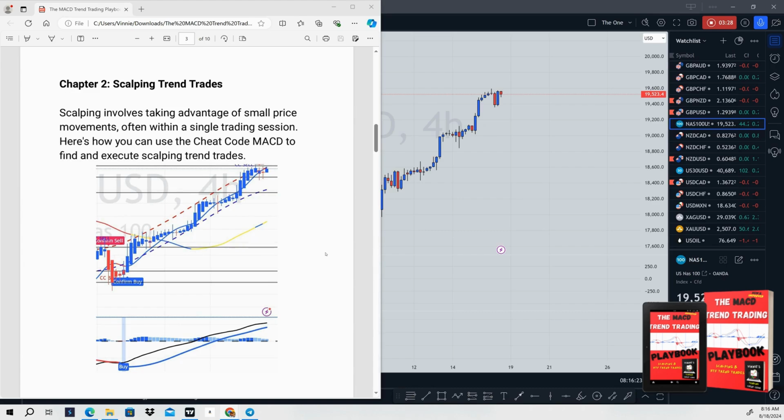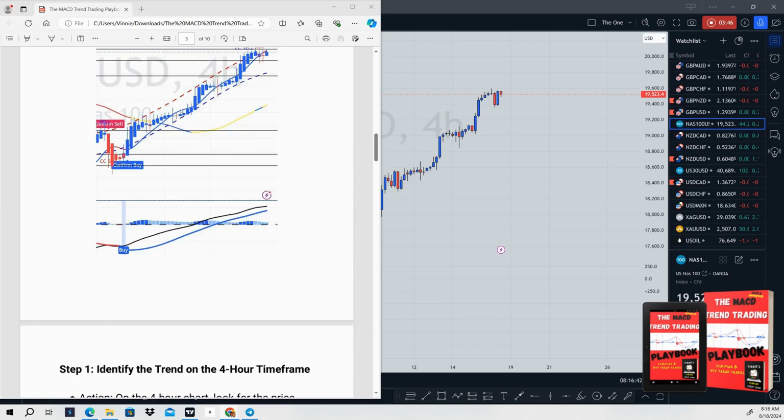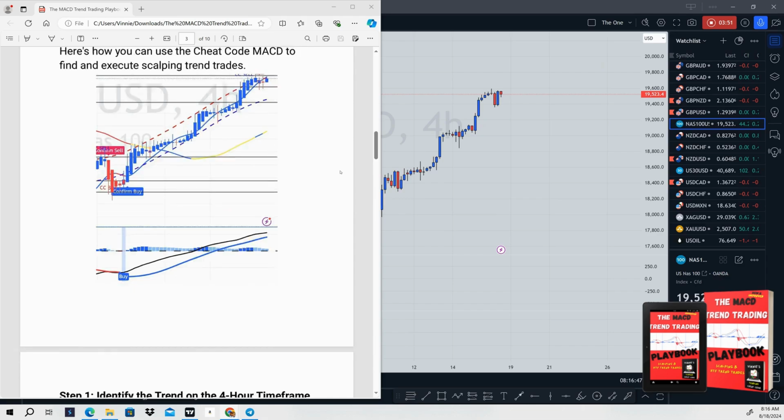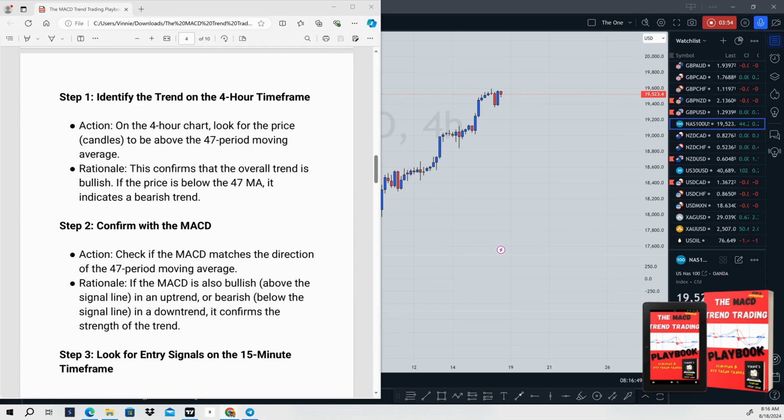Scalping trend trades. Let me show you step by step how to scalp the market using the MACD indicator. So scalping involves taking advantage of small price movements, often within a single trading session. Here's how you can use the cheat code MACD to find and execute scalping trend trades. So here I'll show you an example of what we're going to talk about in a second. Okay, so step 1, identify the trend on a 4-hour time frame. So how do we identify the trend on a 4-hour time frame? Well, on the 4-hour time frame, we look for price or candles to be above the 47 period moving average.